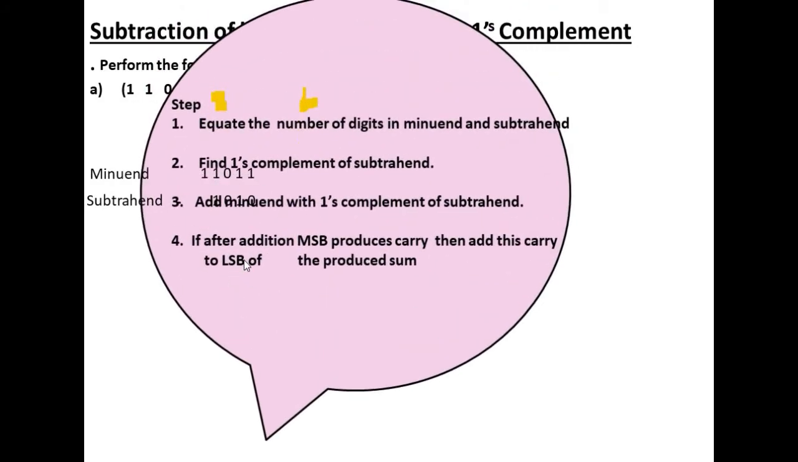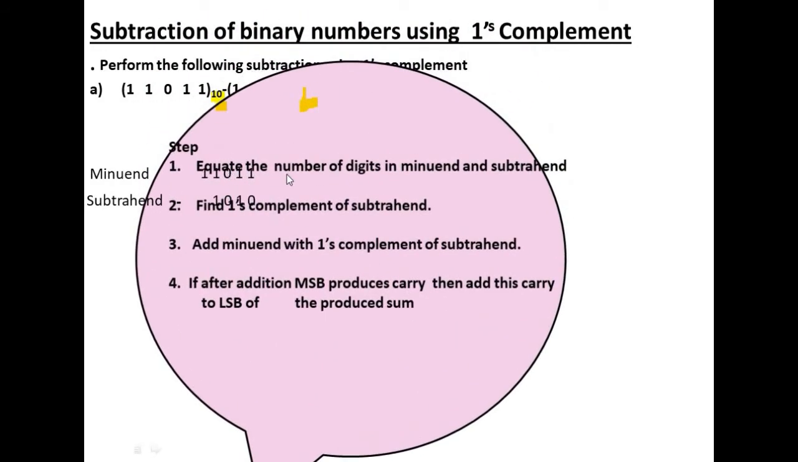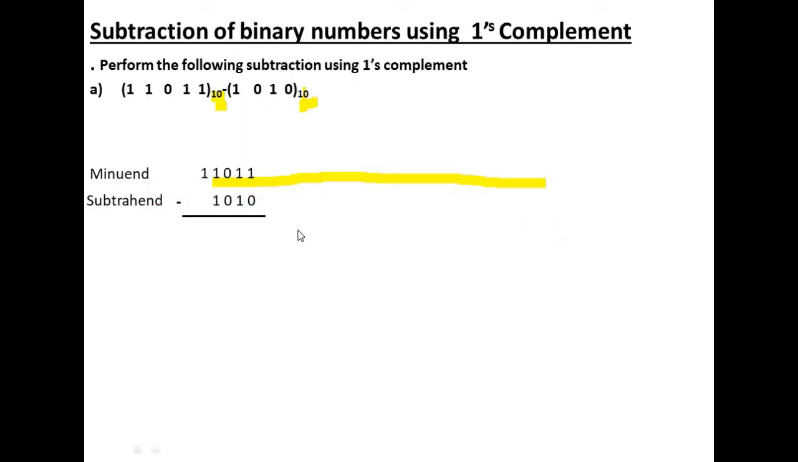So let us explore what the first step is. We have to equate the number of digits in the minuend and subtrahend if they are not equal. Here you notice that these two numbers have different numbers of digits. So now we have to equate them. It means we have to append 0 wherever the bit is missing. So now both have an equal number of bits.